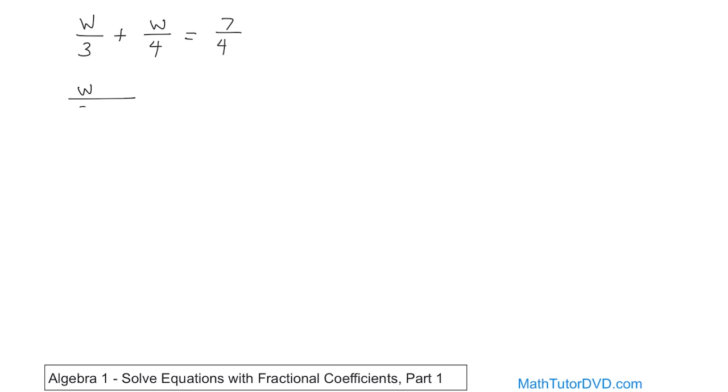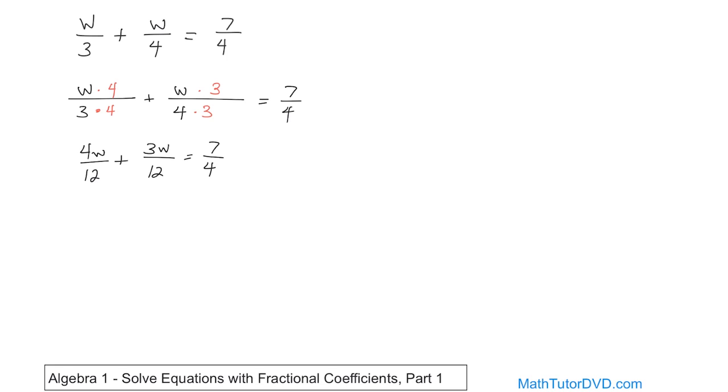So in order to make any progress, we're going to take the first guy, w divided by 3, and the second guy, w divided by 4. We'll take the first fraction and multiply by 4 over 4, and we'll take the second fraction and multiply by 3 over 3. Now you see what's happening. We'll now have a denominator of 12 for both of them. So on the left, we'll have 4w over 12 plus 3w over 12 is equal to 7/4.